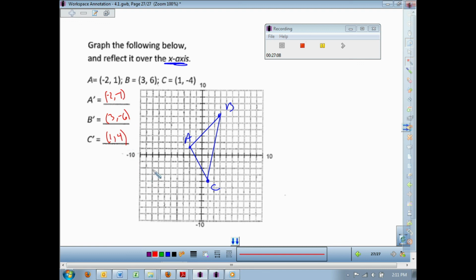Don't forget parentheses around all those points. So -2, -1, A prime. B is at 3, -6, 1, 2, 3, 4, 5, 6. And C is at 1, 4, 1, 2, 3, 4. C prime, and connect them together, and that will do us.